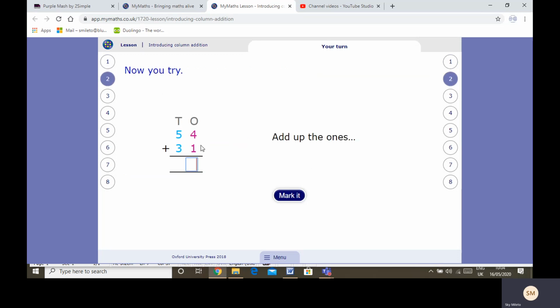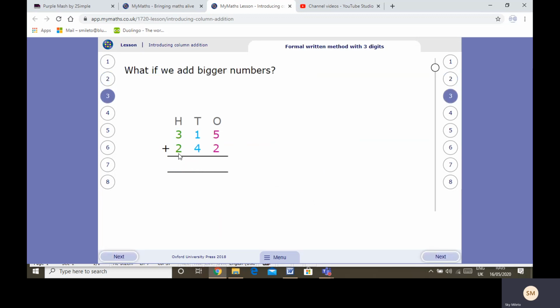So let's have a try on our own. 4 plus 1, easy, 5. Then I would move on to the tens. 5 plus 3, easy, 8. So I know I've done the ones, I've done the tens, my answer must be 85. You can do as many of these as you want to give it a go. 6 plus 1 is 7. 3 plus 3, or it could say 30 plus 30 because they're representing 30s, but 3 plus 3 is 6, so 67. Have a go at as many as you want.